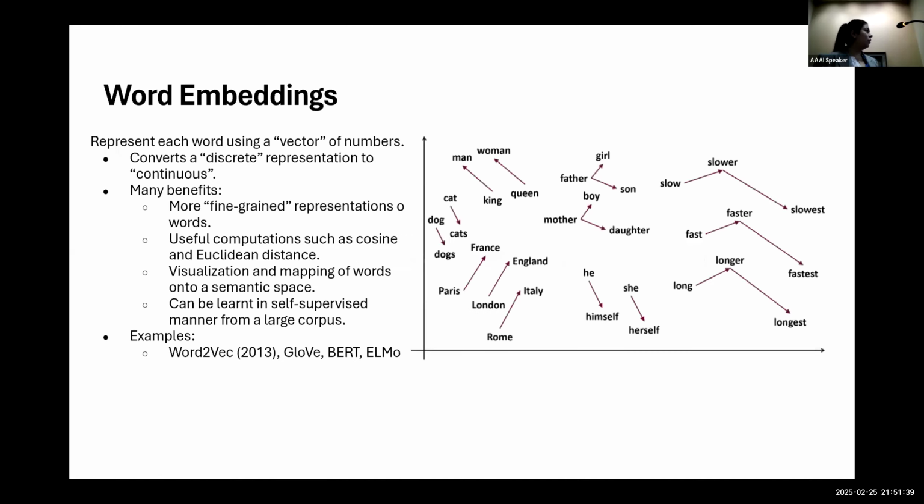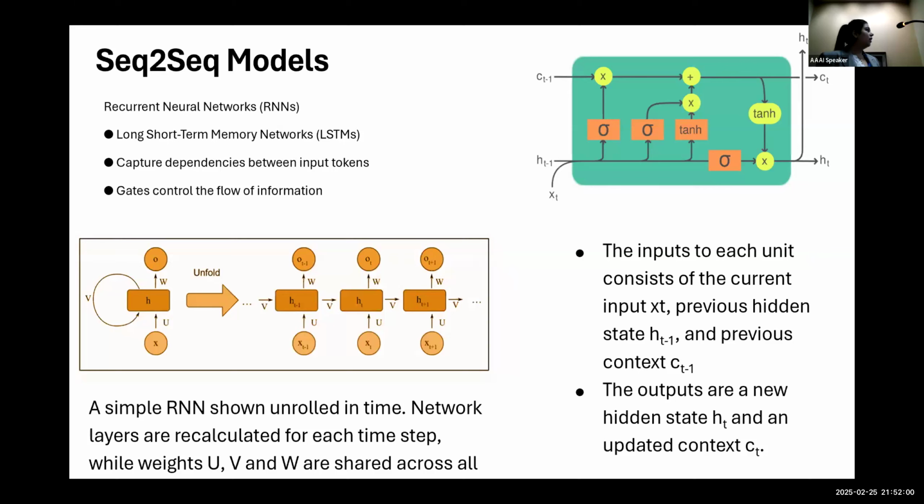So we all know about word embeddings and how they work. It is a discrete representation of words as vectors, and it is useful for cosine and Euclidean distances. We can do it with models like word2vec, GloVe, BERT, ELMo. Then after that, we came up with recurrent neural networks and LSTMs as a way of representing semantics in a sequential way. And LSTMs do not inherently capture symbolic or structured knowledge, making them less effective for explicit reasoning in grounded AI applications.